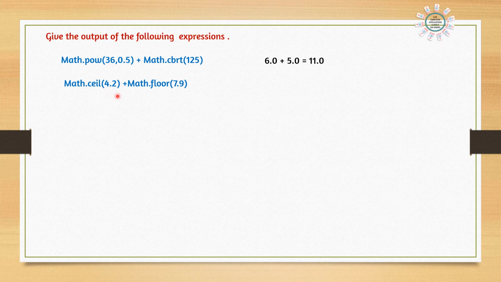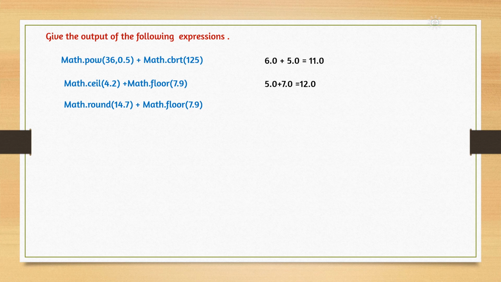4.2, the next biggest number is 5.0, and Math.floor of 7.9 gives either the same number or the smallest number, that is 7. So 5.0 plus 7.0, the answer will be 12.0.